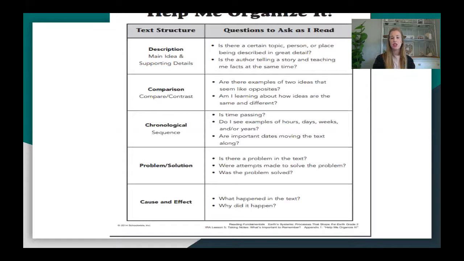The second text structure that we talked about is the comparison, and that's compare and contrast. We talked about how you can have two or more items that you compare and contrast. When you compare, you find what's alike about them, what's similar about them. When you contrast, you find what's different about them.